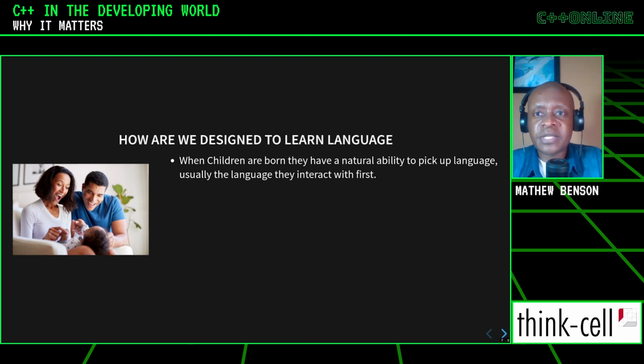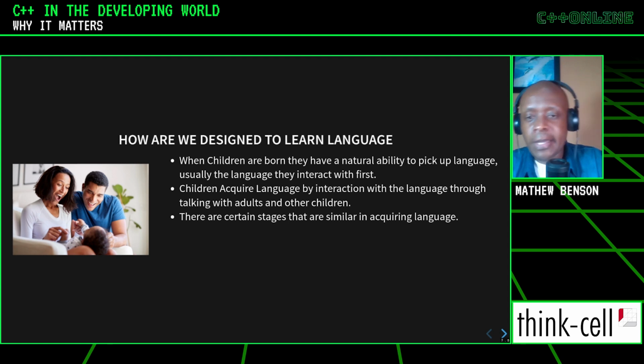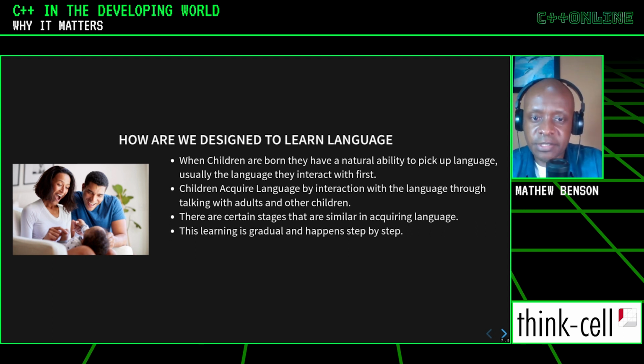A few takeaways from that article is that when children are born, they have a natural ability to pick up language, usually the language that they interact with first. So we acquire language by interaction with the language, especially as children. And we do so as we talk with the adults and with other children. The process is the same, and there are certain distinct stages on how that language is learned. It's gradual and step by step.